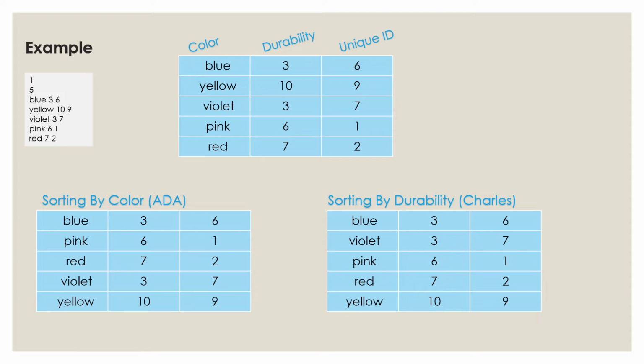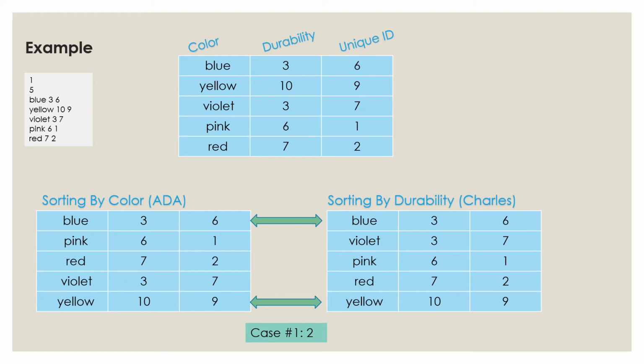Here we have B, P, R, V, Y, and here we have 3, 3, 6, 7, 10. If you observe, the durability here is repeated. So in that case, we have to sort by unique ID, 6 and 7. Okay, everything else is unique. So if you compare these two, we have two overlaps, the first one and the last one. So that's why the output is 2.